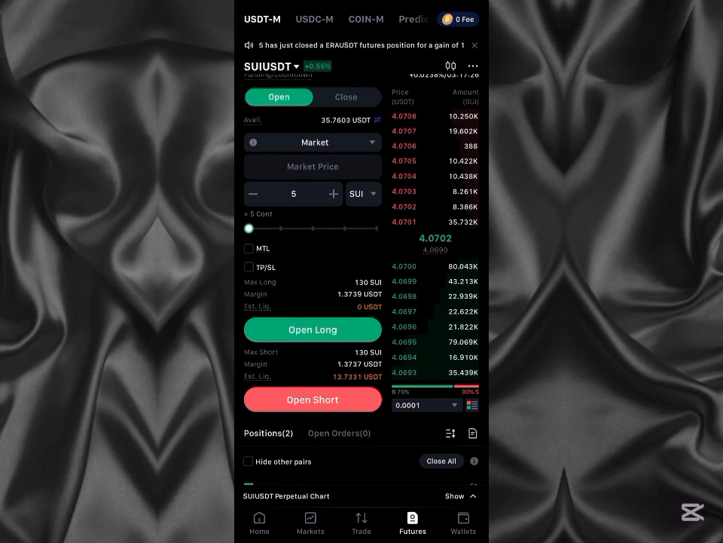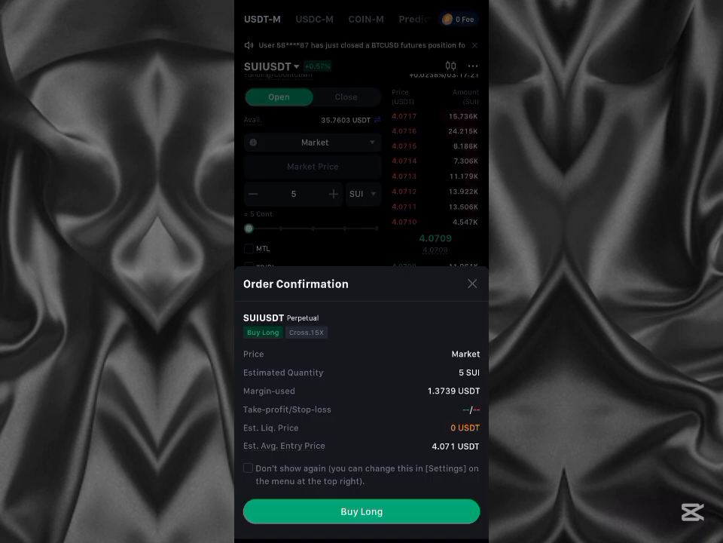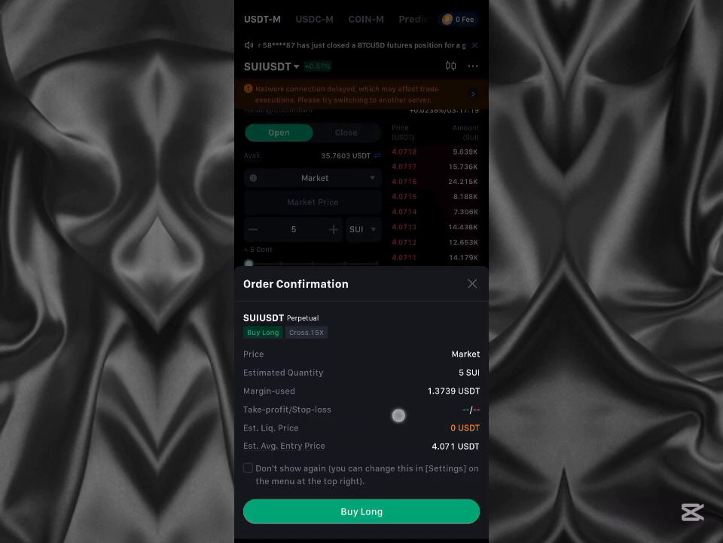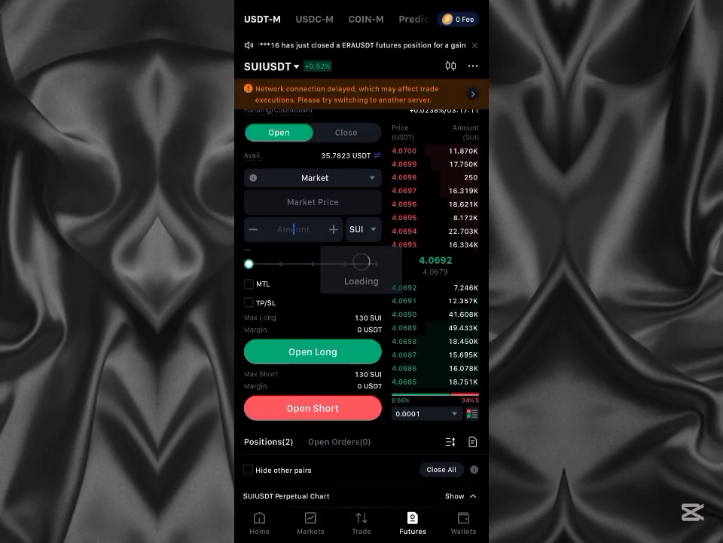So just input the amount of shares I want to buy. Just click on open long. So these options are going to come up for you to be able to verify your trade so that it will not be as if you're trading by mistake also. So click on buy long.